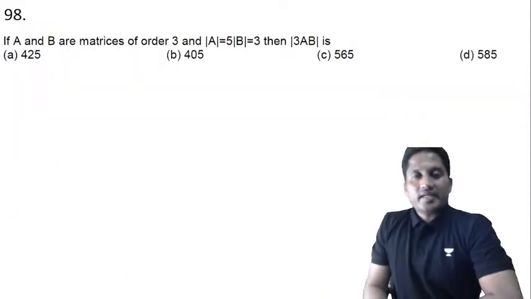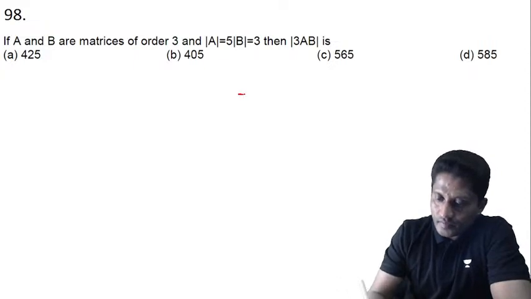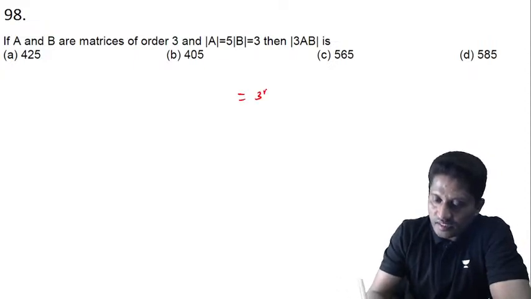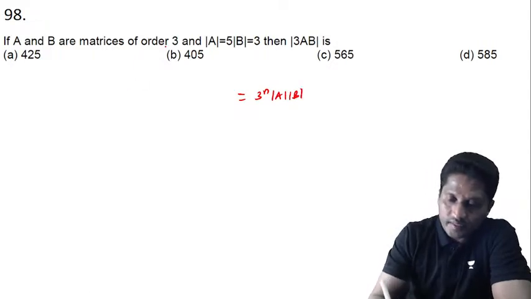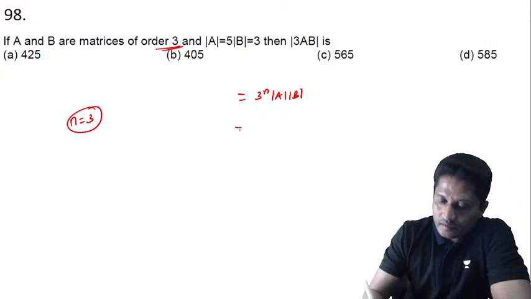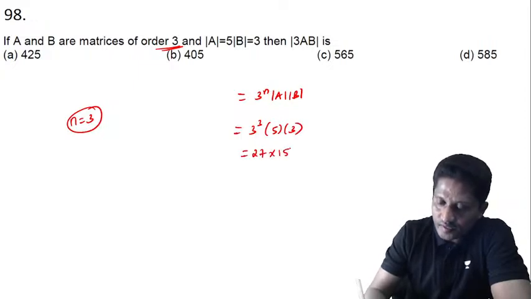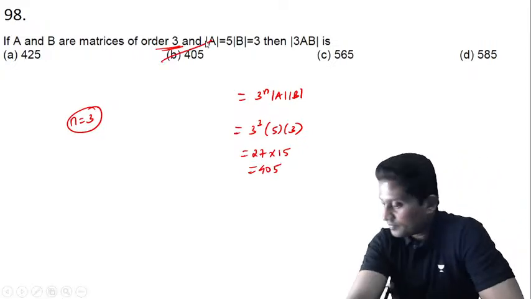Okay, question number 98. If you take 3 outside, this is 3 power n. Determinant A into determinant B. N stands for order of the matrix. It's a matrix of order 3. So for n is equal to 3, this is 3 cube. Determinant A is equal to 5. Determinant B is 3. So 27 into 15, which is 405. Answer is option B.